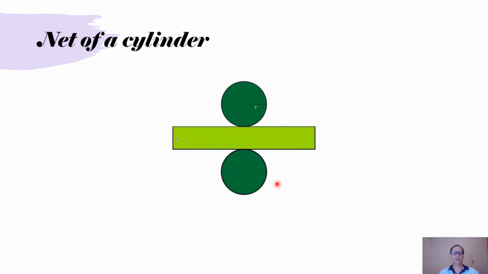This is a net of a cylinder. We open up the cylinder to reveal 2 circles, and the central part, which is the height by 2 pi r, because the length of this rectangle is the same as the circumference of the circle. So this length is 2 pi r.